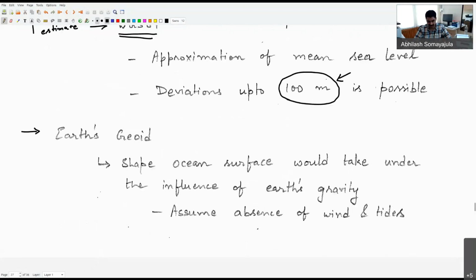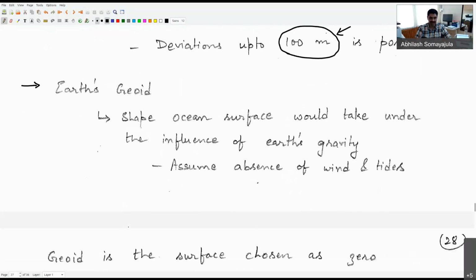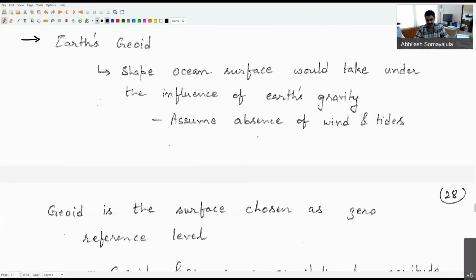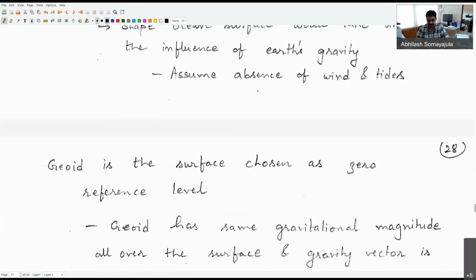Now, what is a geoid and how is it different from the ellipsoid? The ellipsoid was simply an ellipse which we were rotating about an axis of symmetry to get the ellipsoidal shape, whereas the Earth's geoid is the shape the ocean surface would take under the influence of Earth's gravity. Okay, so it's a slightly more abstract concept. It is the surface that we typically choose in surveys as the zero reference level. So most surveys choose the geoid surface as the reference zero level.